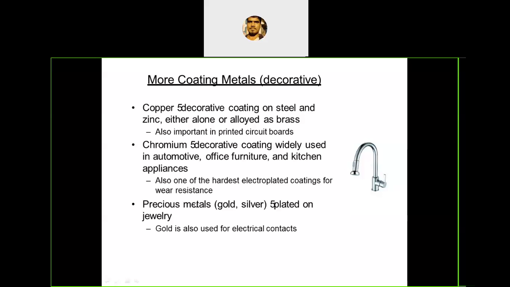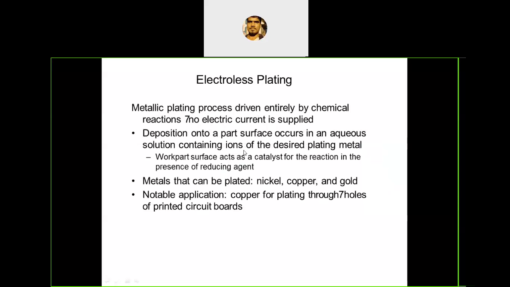And this is one example in kitchen appliances. It is also coated. This brass is coated by some other material, either zinc or chromium, for decorative purposes. So this is the process I just explained.